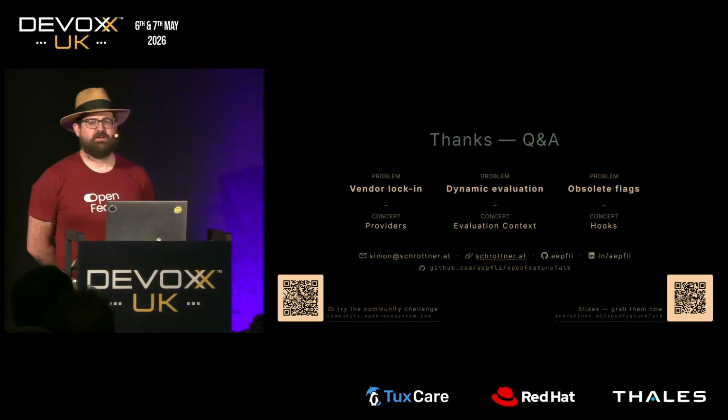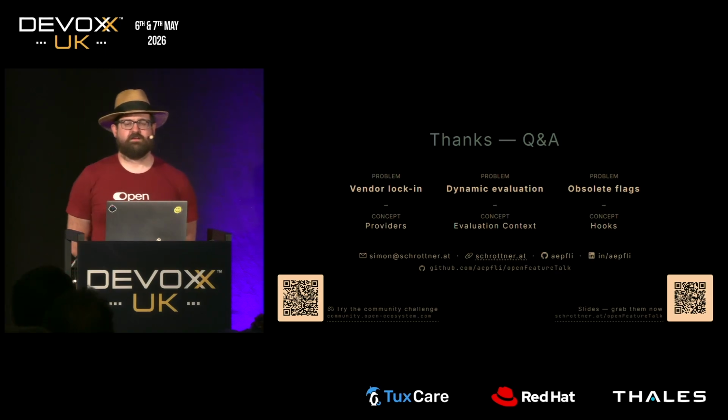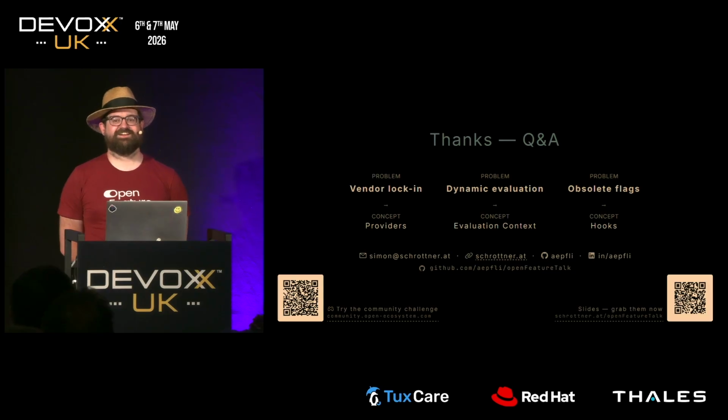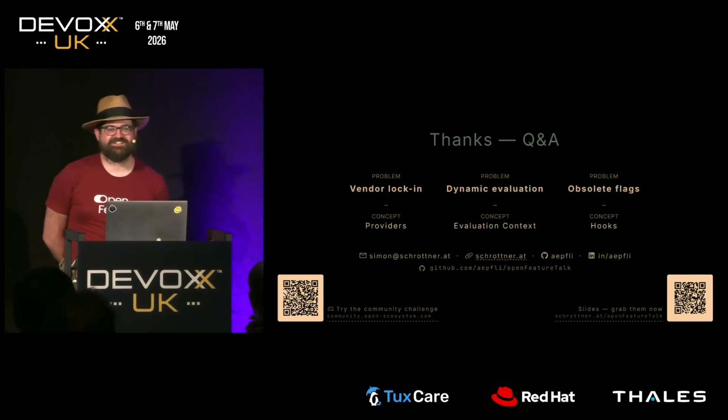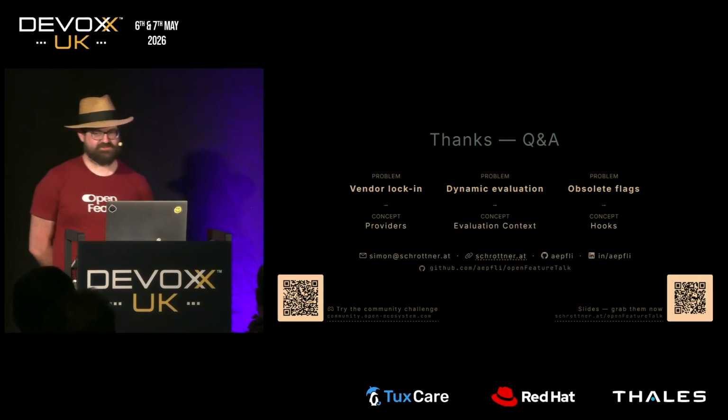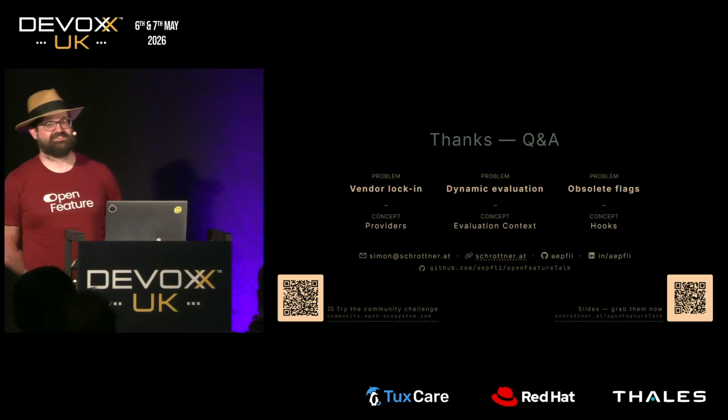You mentioned the flag manifest type safety feature is experimental. Is that behind the feature flag itself? No, it's just a CLI, so it's an npm module actually, which you can use to generate it.